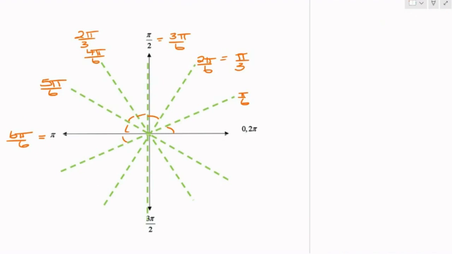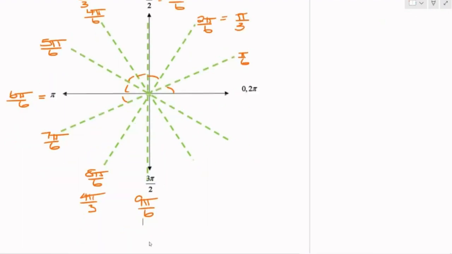Let's keep going. 7 pi over 6, 8 pi over 6, which is just going to reduce to 4 pi over 3. This is going to be 9 pi over 6, which is going to reduce to 3 pi over 2. This is going to be 10 pi over 6, which we can reduce to 5 pi over 3. And then 11 pi over 6. And of course, the last one, 12 pi over 6.